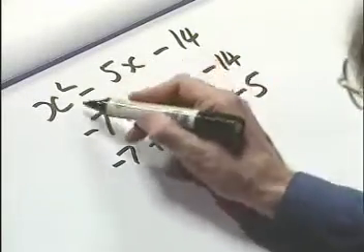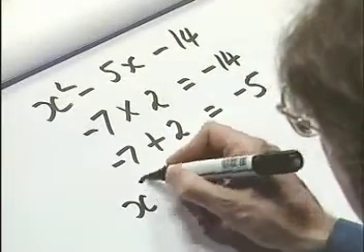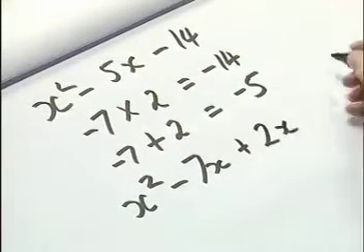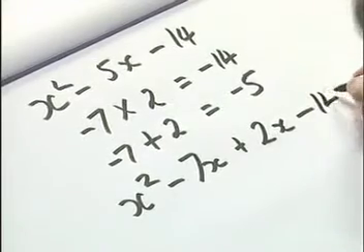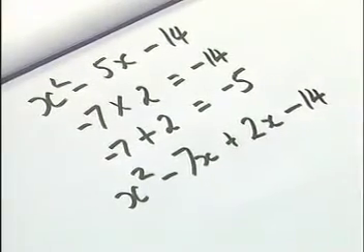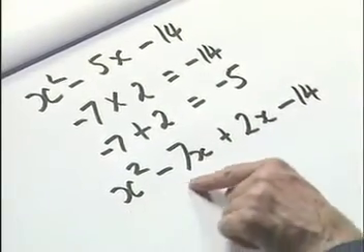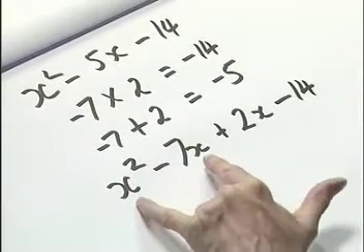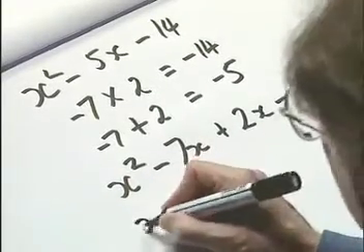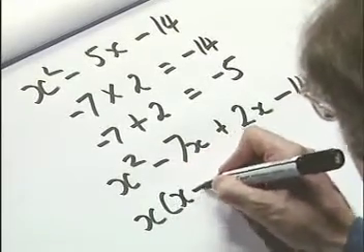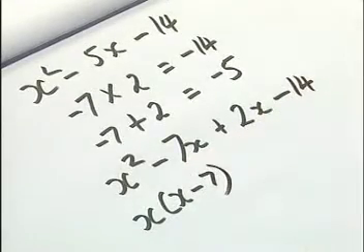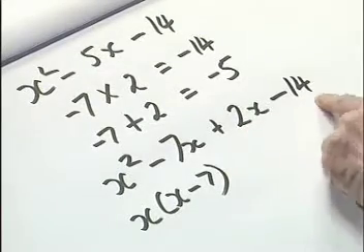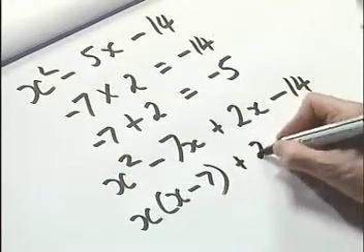So let's break down this minus 5x as minus 7x plus 2x. And let's not forget the minus 14 that we had. Again, let's look at the front two terms. Common factor, yes, it's x. Take that out. x minus 7. And here, a common factor of plus 2. Let's take that out.